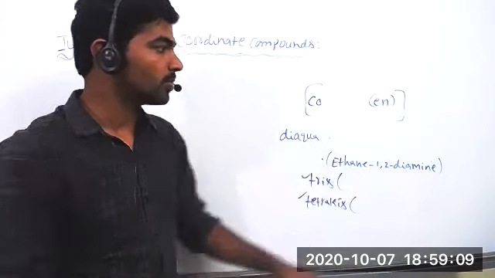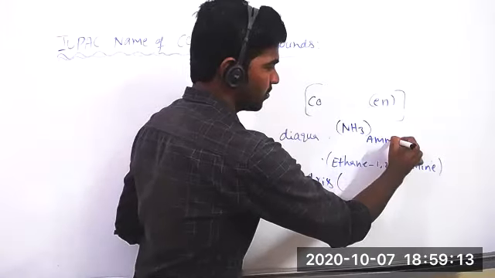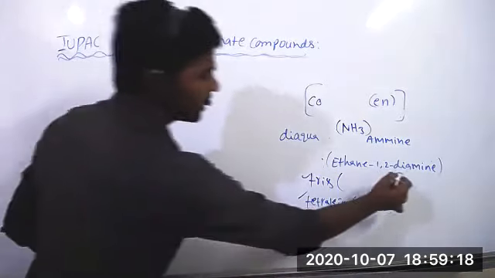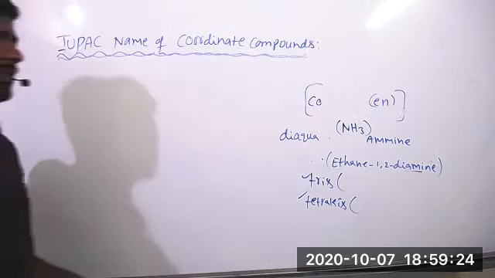Suppose ammonia, NH3, is there. Here we are writing double M for ammonia. For normal ethane diamine, we write only single M. So we can even write ethylene diamine. Yes, you can write ethylene 1,2 diamine.